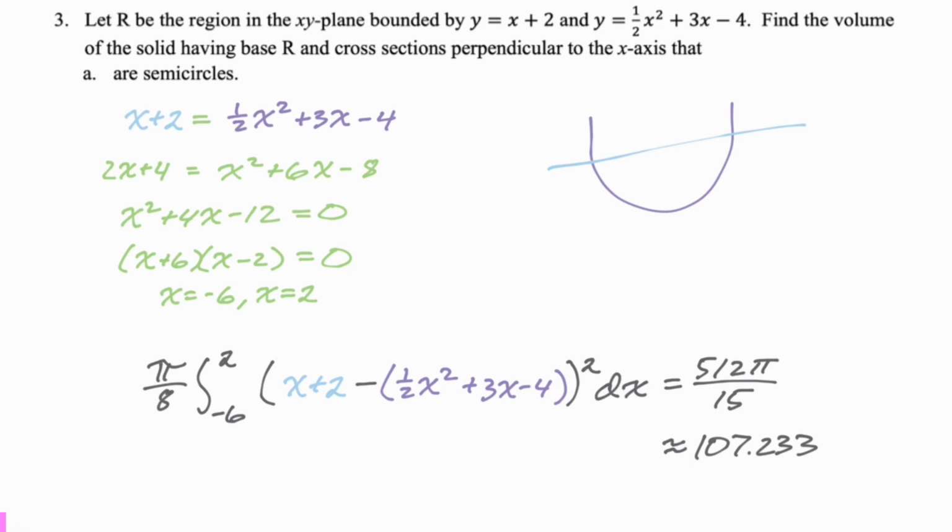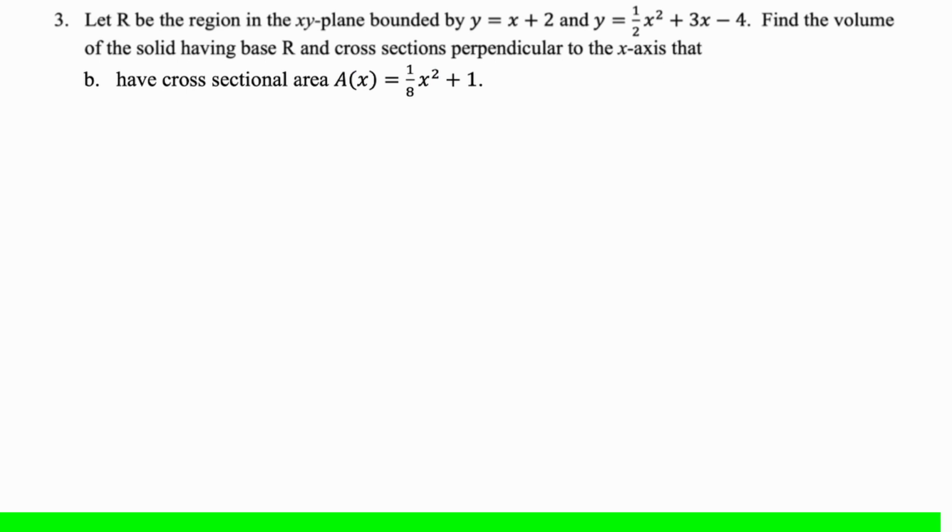All right, next problem. Find the volume of the solid having base R and cross sections perpendicular to the x-axis that have cross-sectional area A of x equals 1/8 x squared plus 1. I think that 8 looks a little weird, but there's nothing I can do about that. To find volume, you're just integrating the area of a cross-section, right? The reason there's a pi over 8 in front of the semicircles is because when you find the area of a cross-section, it's pi over 8 s squared. Here, for whatever reason, the formula worked out to 1/8 x squared plus 1.